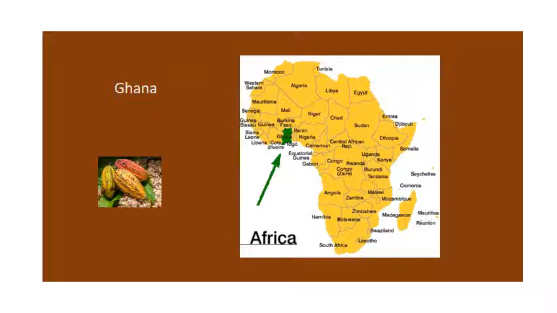Ghana is bordered by the Ivory Coast in the west, Burkina Faso in the north, Togo in the east, the Gulf of Guinea and the Atlantic Ocean in the south.